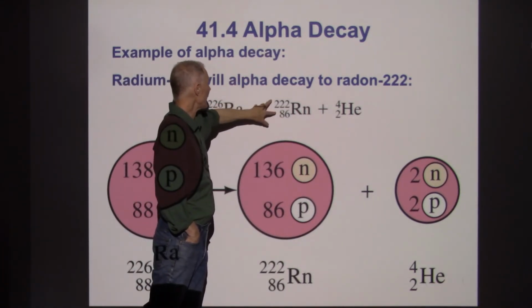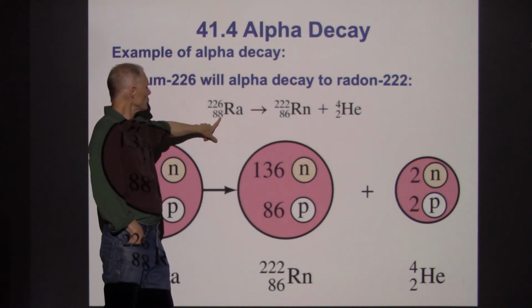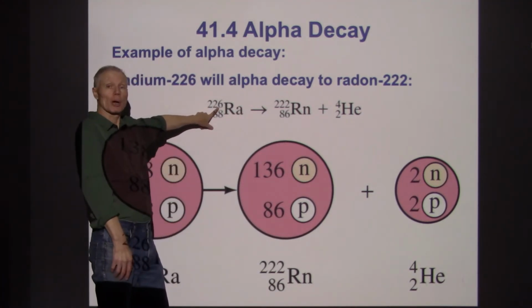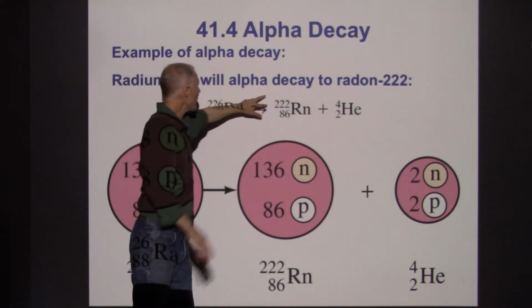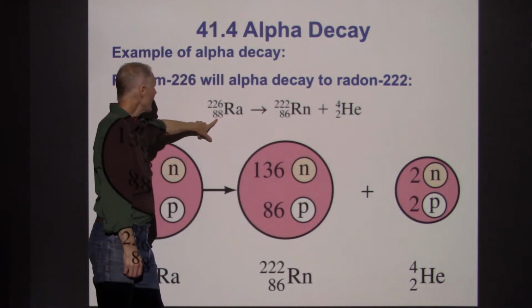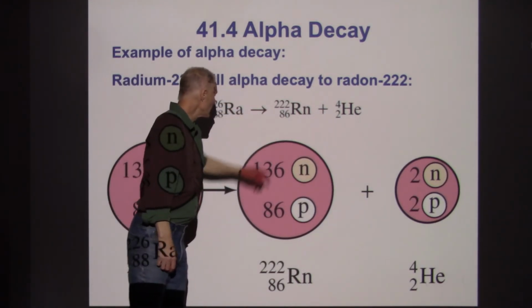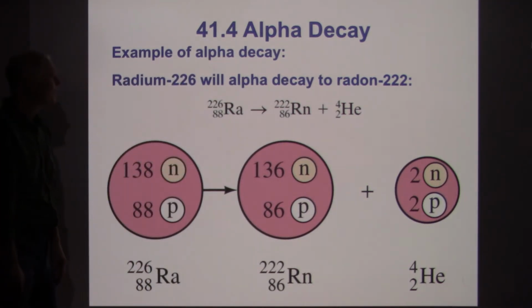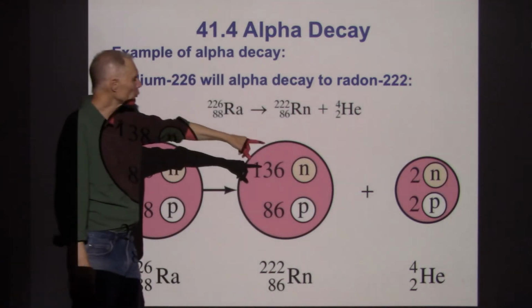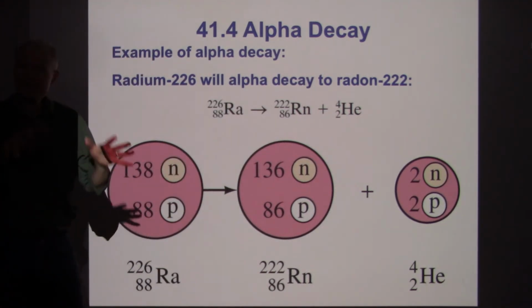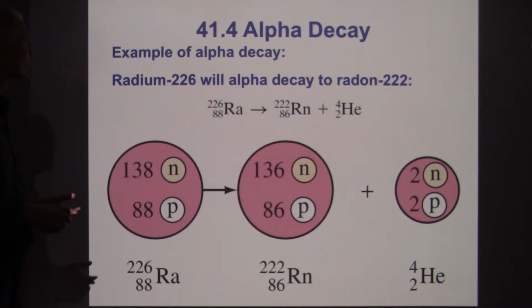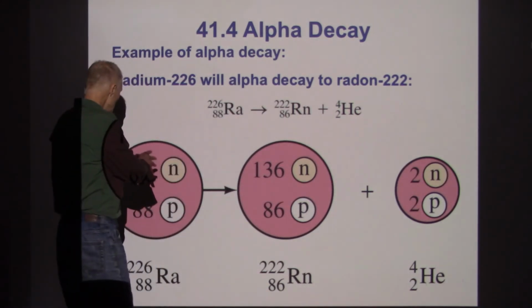That means that 2 of the protons are going to be gone, and 2 of the neutrons. So the mass drops by 4, and the atomic number drops by 2, and now what we have left is radon 222. And we refer to this alpha particle as the equivalent of a helium nucleus, right?